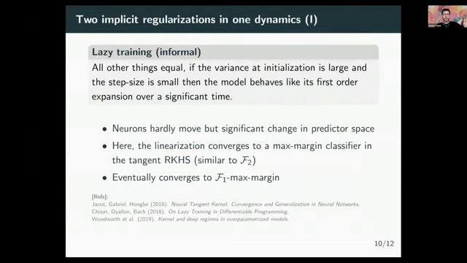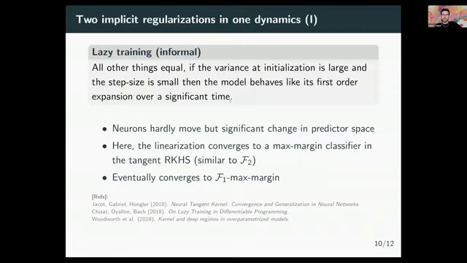and if I increase the variance at initialization, and I decrease proportionally the initial step size of the gradient descent training, then we know that the model will behave like its first order expansion in terms of the parameters over a significant time. Of course, the larger the variance, the longer the model will behave like its first order expansion. So that's the lazy training phenomenon.